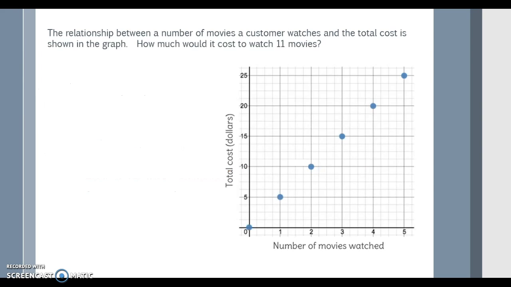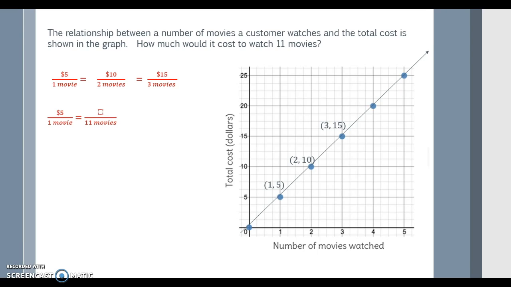The relationship between the number of movies a customer watches and the total cost is shown in the graph. How much would it cost to watch 11 movies? Well, I see based on the line that we drew here that the cost for one movie is $5. Therefore, the cost of two movies is $10. The cost of 3 movies is $15. And I can plot these points on our line. So 1, 5, 2, 10, and 3, 15 correspond. We're particularly interested in how much 11 movies will cost.